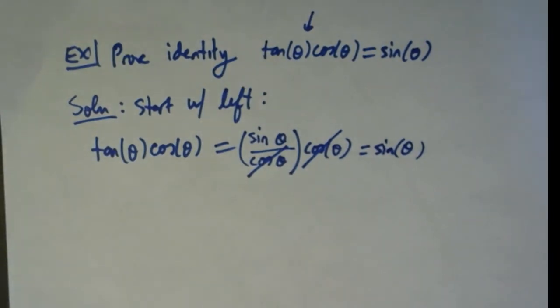So those are basic identity proofs. There will be more complicated ones moving forward.